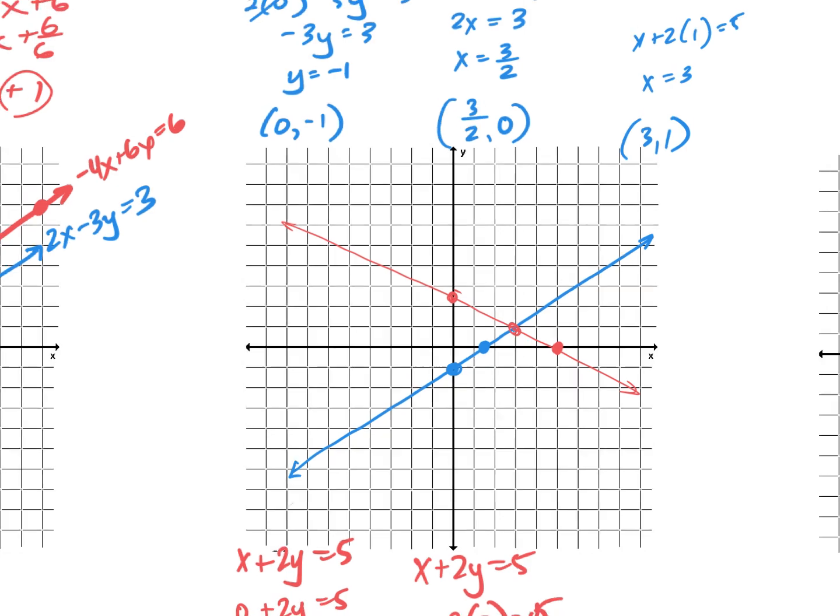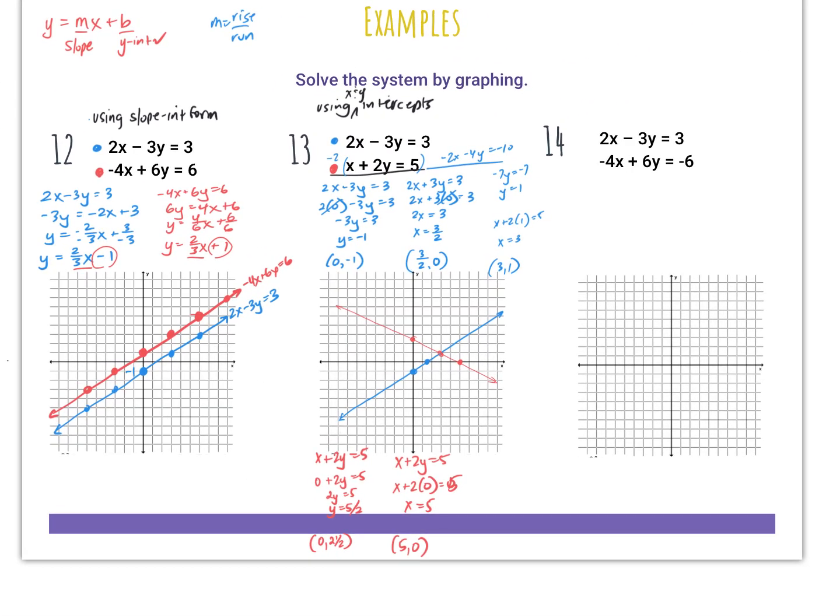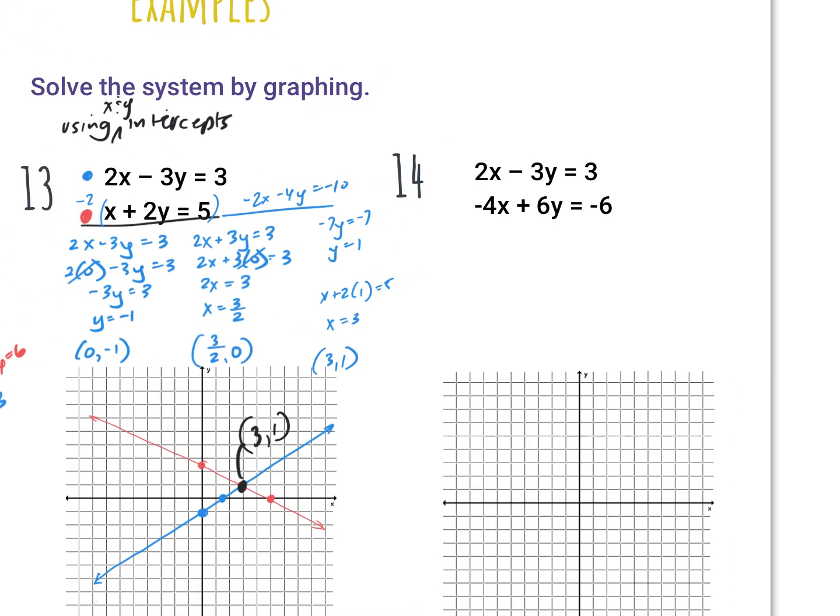Okay. And so that's it. But again, you see the limitations with this. For me, I think slope-intercept form is going to give me the most accurate. So again, they intersect here. So 3, 1 is my solution. Okay. And then lastly, I'm going to do this last one. And this one, I'm going to just go back and do it using slope-intercept. I think that's going to be the best way. So I'll start with that one.